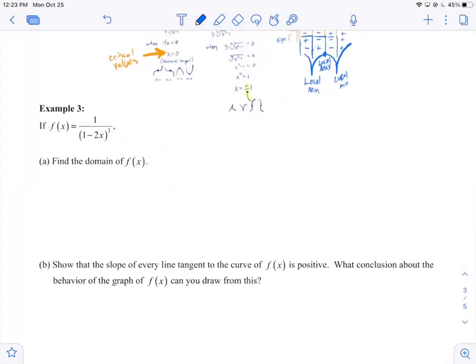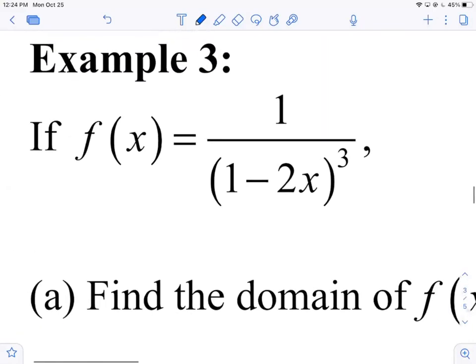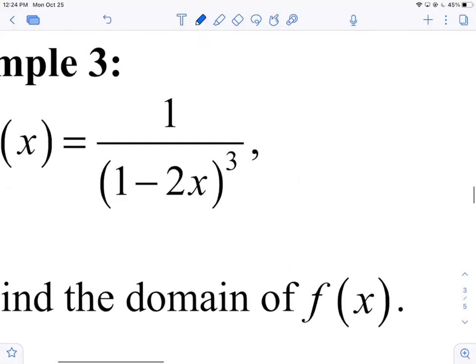Ready? If f of x is equal to this, find the domain of f. That's the natural thing that we would do anyway if we were faced with a function. We're trying to avoid division by 0, and we're trying to avoid square roots of negatives. Do we have any radicals in this problem or hidden ones with fractional exponents? No, but we do have a denominator, don't we? With a variable. So for what value of x is 1 minus 2x cubed 0?